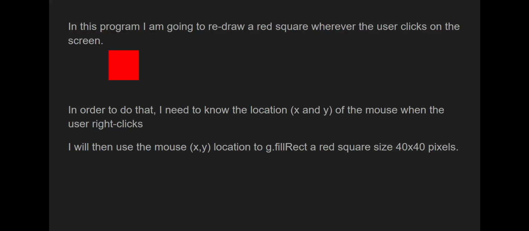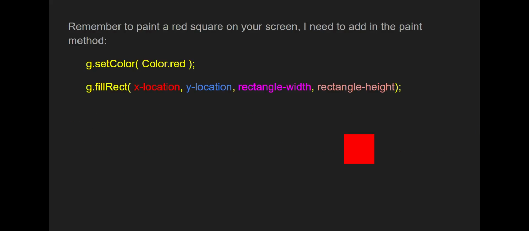In order to draw a red square, I need to know the specific location that the user has clicked on. I need to know the mouse X and Y coordinates, where the mouse is currently located. My red square is going to be 40 pixels by 40 pixels. As a review, these are the two commands I will use. First I set the color using Color.red, and then I use the fillRect command to draw my red square at X location and Y location, which are both integers, and then I set the height and the width to 40 pixels each.